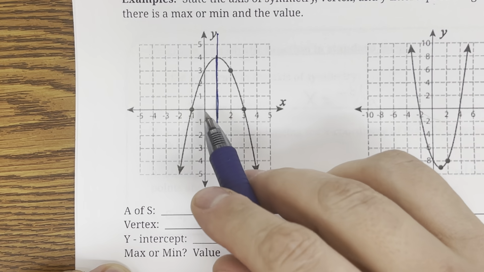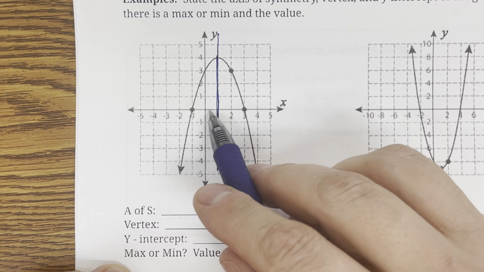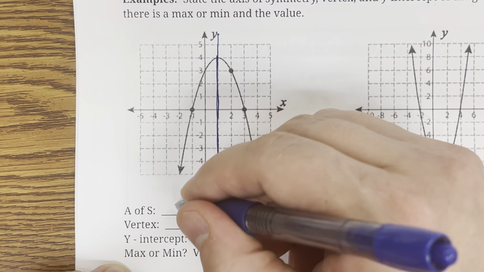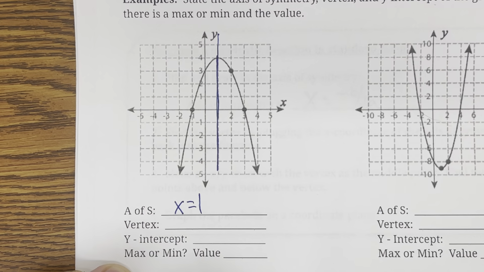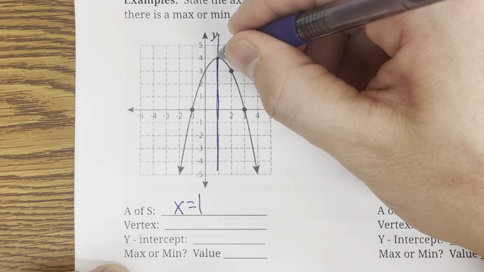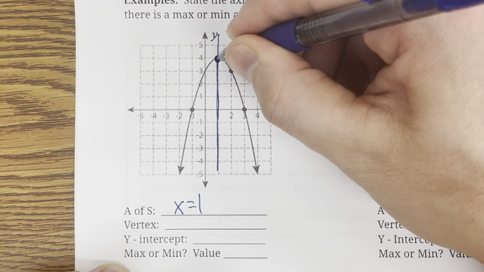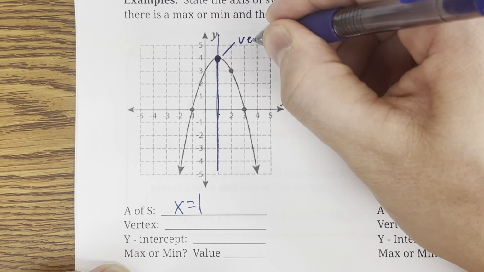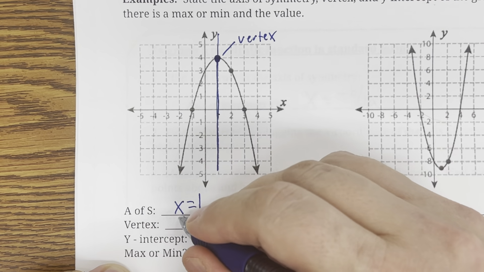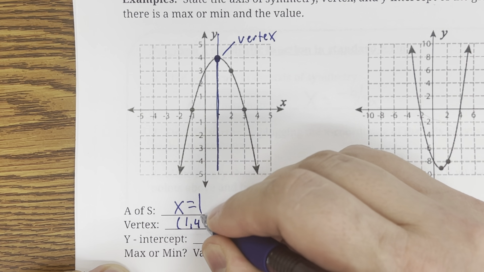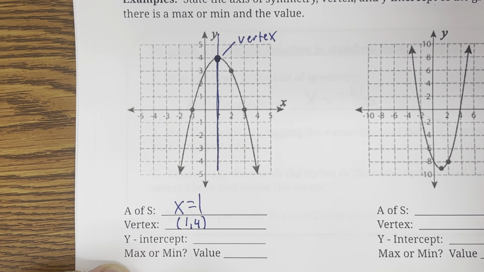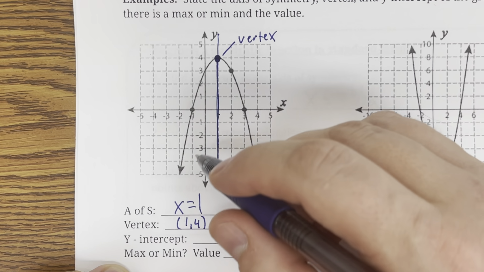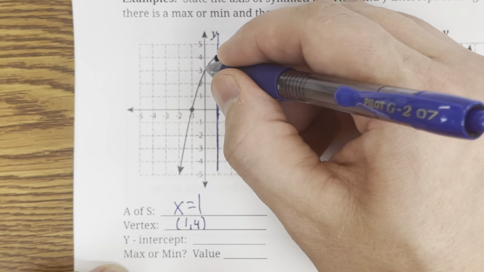That is the equation x equals 1 because it's over 1 to the right, so that's a vertical line, x equals 1. The vertex is the highest or the lowest point, and that vertex is right on it, so this point right here is the vertex. It is the point (1, 4). Going to label that vertex. So the vertex is at (1, 4). Y-intercept, where does it cross the y-axis? Well, right there at 3.